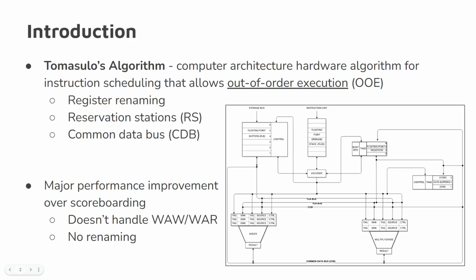So, for introduction, Tomasulo's algorithm is a computer architecture hardware algorithm for instruction scheduling that allows out of order execution, or OOE. And the primary components or features of the algorithm are register renaming, reservation stations, and a common data bus. And you can see those in the figure here.